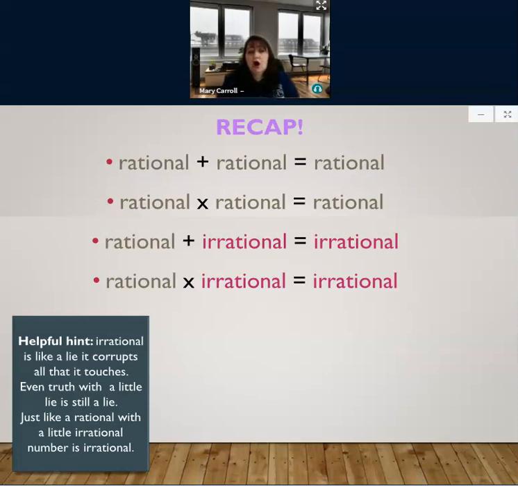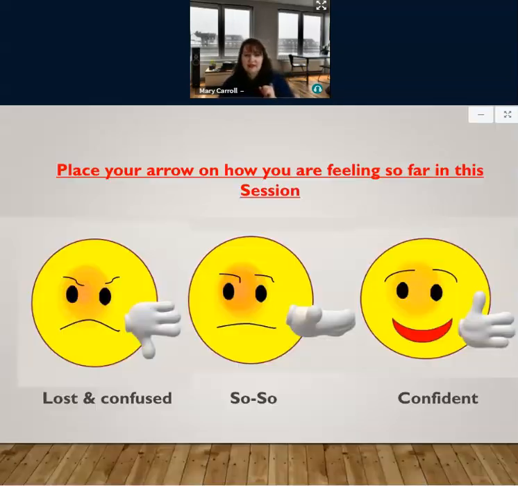It corrupts all that it touches. Even truth with a little lie is still a lie. Just like rational with a little irrational number is still an irrational number. Hopefully that reminds you of this. So now, hopefully you got that.